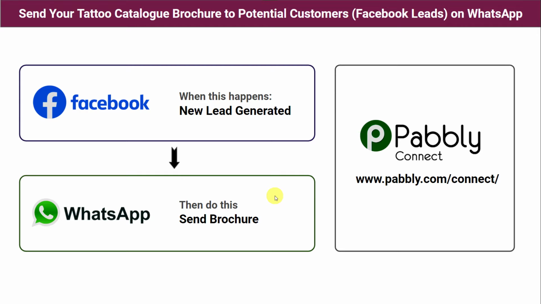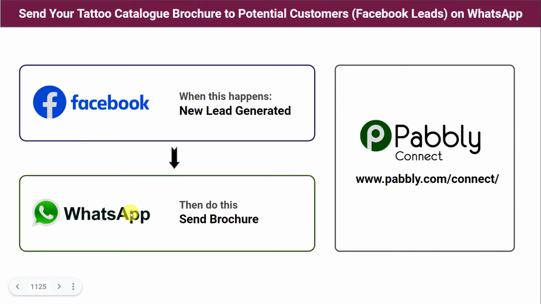The second option is you can create an automation so that whenever a new lead is generated in your Facebook account, automatically the brochure will be sent on the WhatsApp number of that particular lead. But here there is one problem, that there is no direct connection between Facebook lead ads and WhatsApp. So how to do this?